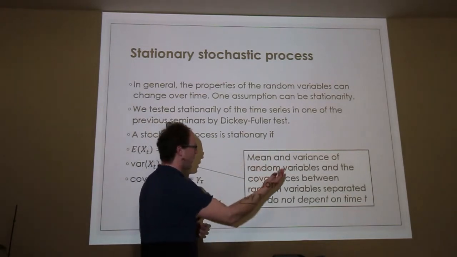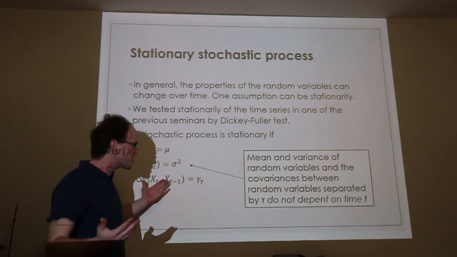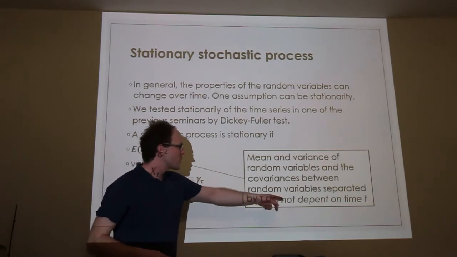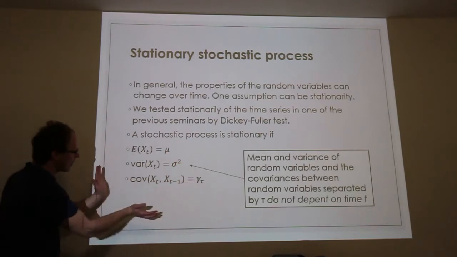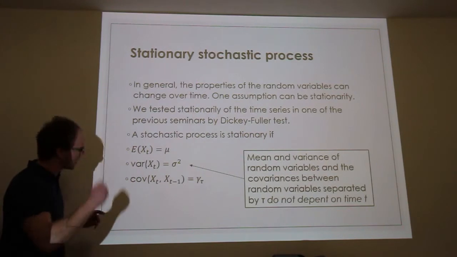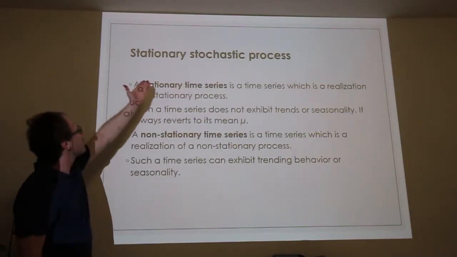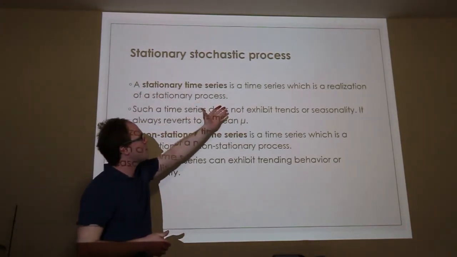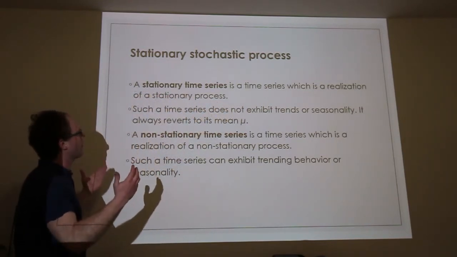Maybe I will recapitulate: the mean and variance of random variables and the covariances between random variables separated by tau do not depend on time t. So this is the most important, and this is the summarization of these three issues. Okay, so we can continue about stationary stochastic process. A stationary time series is a time series which is a realization of a stationary process.